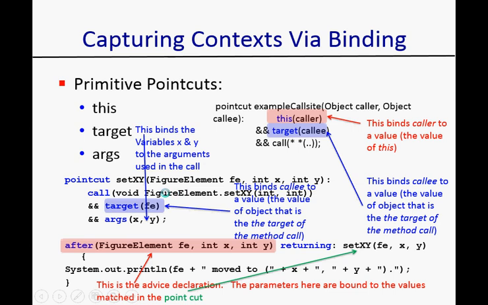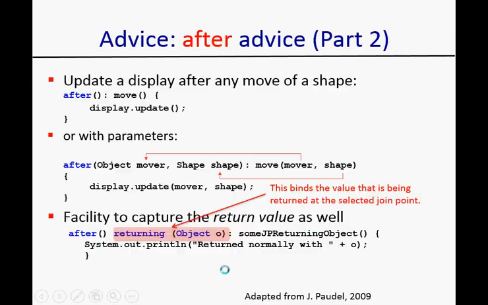Again, these aspects, these point cuts specify sort of constraints and pattern matching constraints, almost in terms of how values are bound in a particular context. It has to match this criteria, and if so, we'll have FE, X, and Y bound, and those will be used here and printed out. Okay.